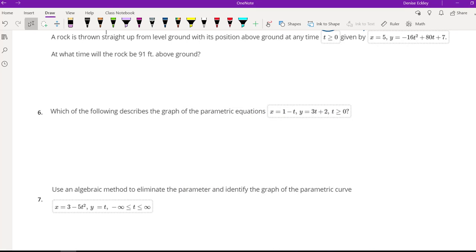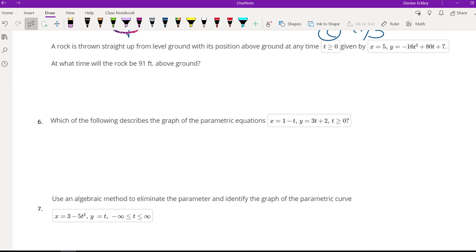So the answer to number 5 is 1.5 seconds.